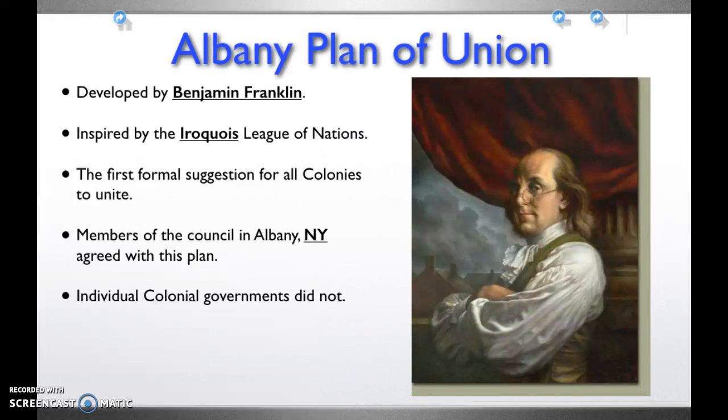After his defeat, a group of colonists meet in upstate New York in the city of Albany, and one of the members, a man named Benjamin Franklin, comes up with something called the Albany Plan of Union. And he was inspired by the Iroquois League of Nations. Like I said, it was 7 different tribes that banded together in times of war for strength and support. He suggested that all colonies do this. All 13 colonies unite for strength.